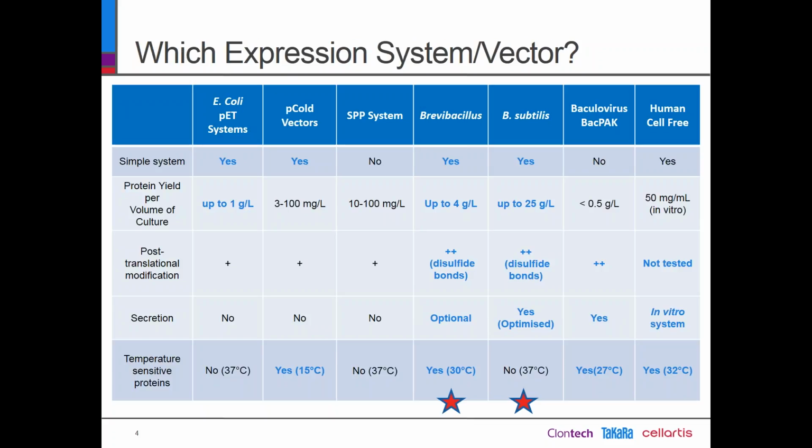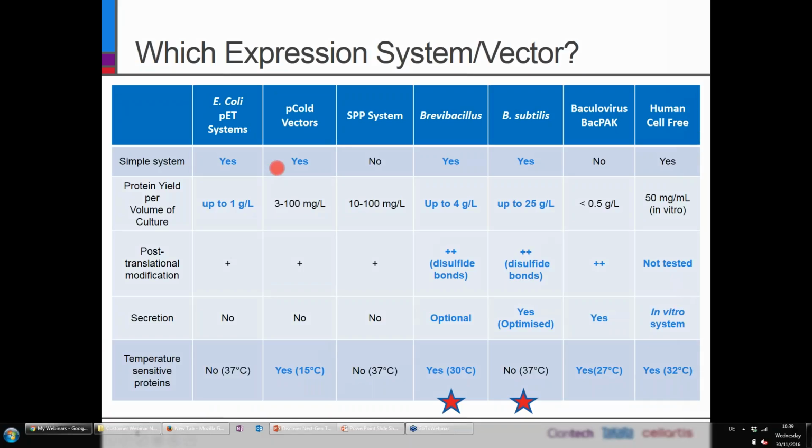In this table, we summarize the different features, and we first look at the simplicity, the ease of use of the system. As I said, E. coli is really one of the simplest systems to use. We have a vector that is called pET and systems that contain already this vector. It's a simple system because you can easily scale up the production. You don't need a lot of consumables for that.